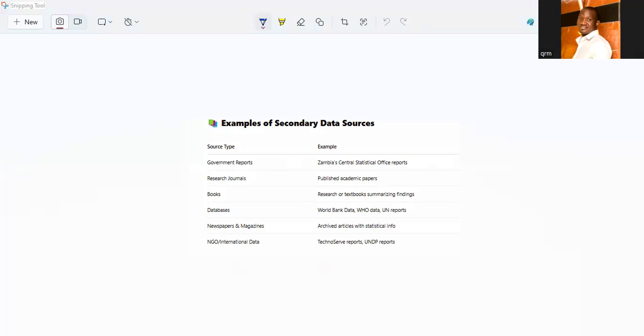So why do we choose to use secondary data, and why is it important? Secondary data has its own advantages and disadvantages. Can you help me identify the advantages and disadvantages of secondary data? Why would you use secondary data?